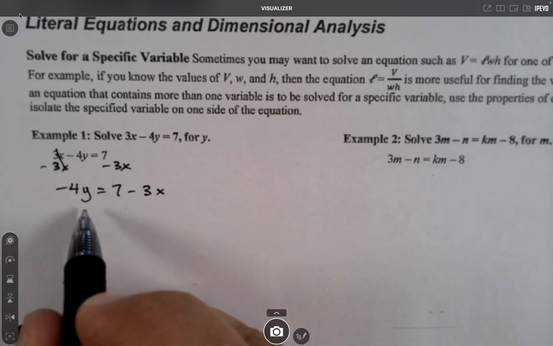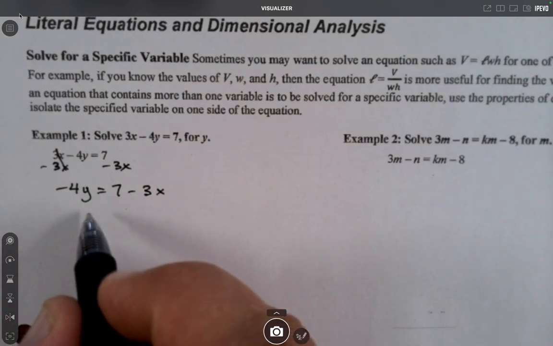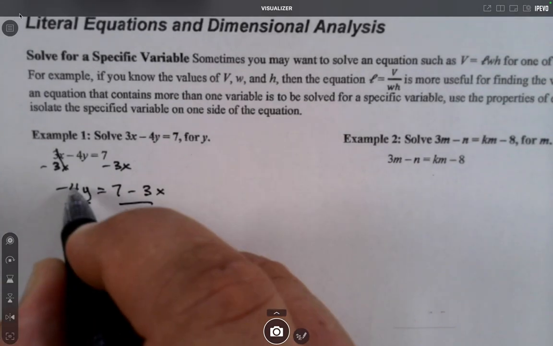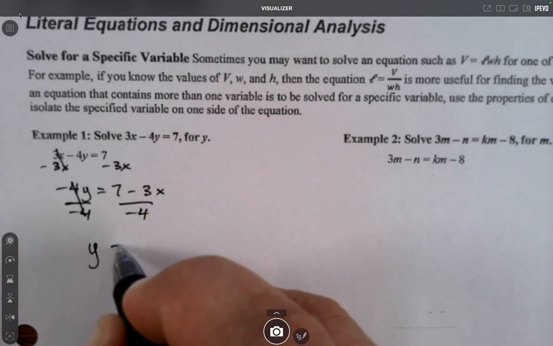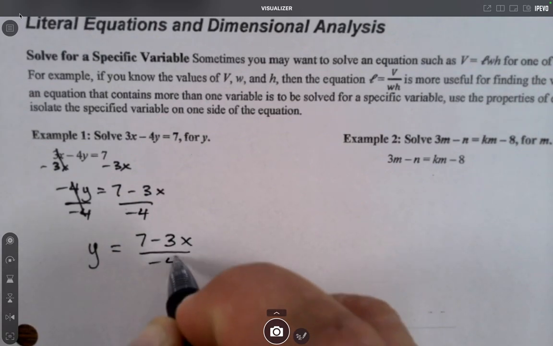So now y is nearly by itself. It just has that negative 4. It's negative 4 times y, so to get rid of it, I've got to divide it by negative 4. So my final answer would be y equals 7 minus 3x over negative 4.